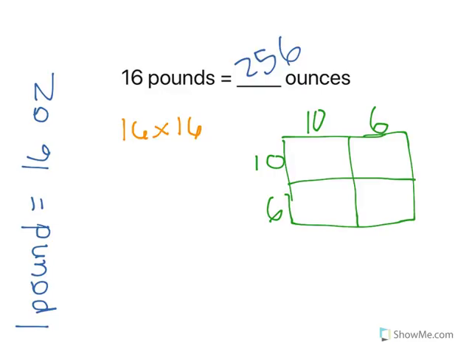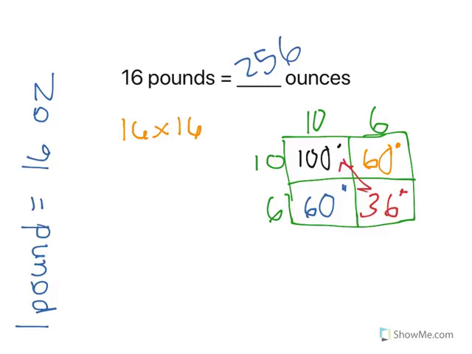So down here, we're going to start in this box, which means 10 times 10, which would be 100. In this box right here, we're doing 10 times 6, which would be 60. In this box right here, we are doing 10 times 6 again, which would be 60. And then finally, in this box right here, we're doing 6 times 6, which is 36.